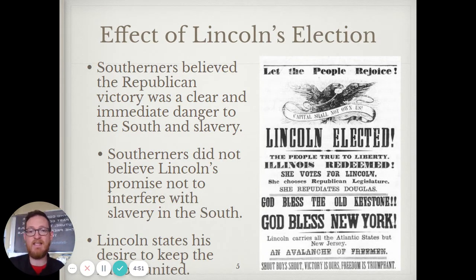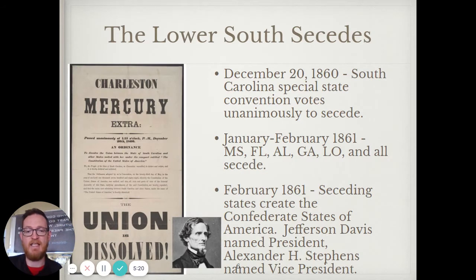All right, so the effect of Lincoln's election. We left off last time with Lincoln's election, and Southerners believed that the Republican victory was a clear and immediate danger to Southern slavery. Remember, Republicans had started as the anti-slavery party. Lincoln, though, promised that he would not mess with slavery in the South, again, that he just didn't want to extend it. He promises that, but Southerners did not believe him. Lincoln states his desire, again, to keep the country united and together.